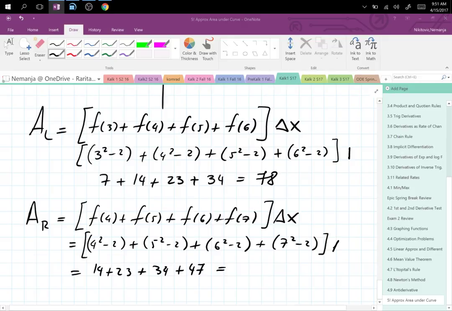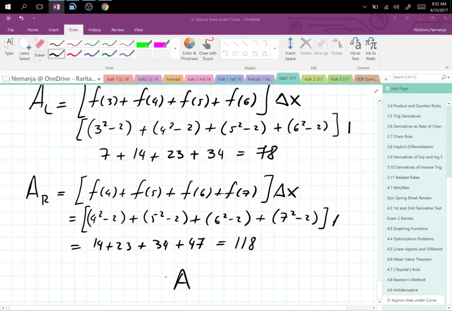So that's 111, 118. Right, 118? Yep. You have 70, 100, 111, 118. So the true area is in between 78 and 118.